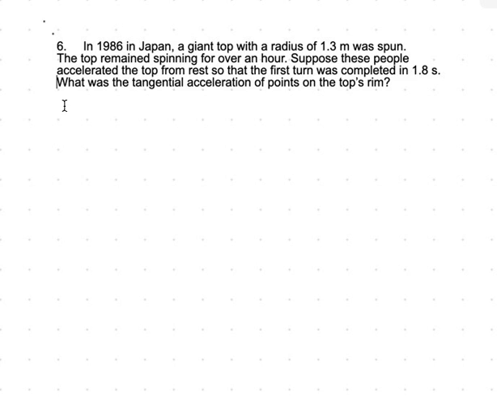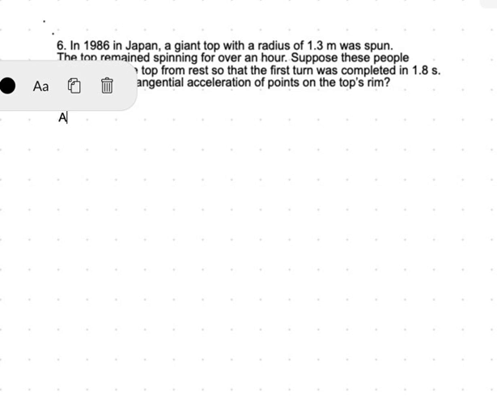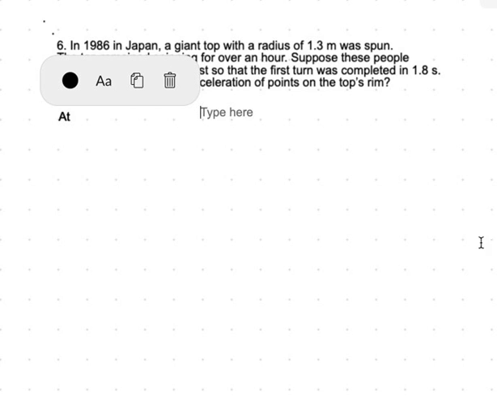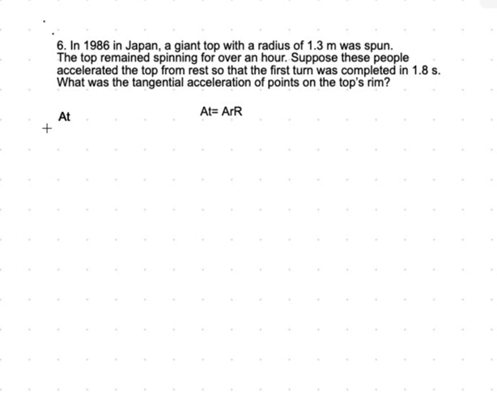Okay, so here we are trying to find tangential acceleration, or AT. There's only one formula on that entire formula sheet that lets you solve for tangential acceleration, which is AT is equal to AR times the radius. We've been given the radius of the top, which is 1.3 meters, but we don't have the angular acceleration, so that's what we're going to need to find first.